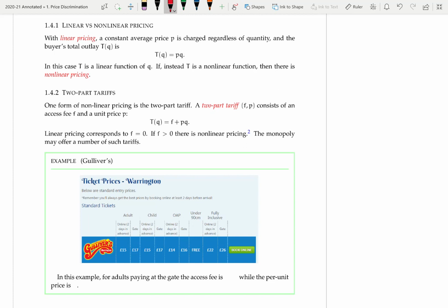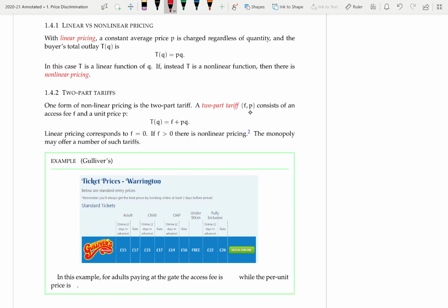So this is linear pricing. In this case, the total outlay is a linear function of Q. It's just Q multiplied by some number. On the other hand, if the total outlay function is nonlinear, then we say there's nonlinear pricing. An example of nonlinear pricing is what's called a two-part tariff.